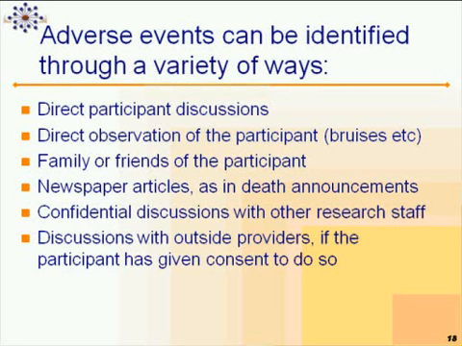Adverse events can be identified through a variety of ways. Direct participant discussions, direct observation of the participant, like bruises on their body, family or friends of the participant, newspaper articles as in death announcements, confidential discussions with other research staff, and discussions with outside providers if the participant has given consent to do so.